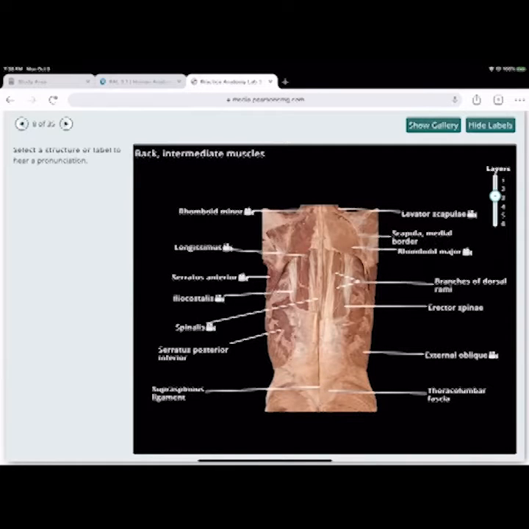All right. Again, the back muscles, there's your rhomboid minor and major. There's your rhomboid major right here. Your rhomboid minor just above it. Right there. Longissimus muscle. We saw that coming up from the neck, around the spinal column. The serratus anteriors on the side. The iliocostalis muscle. Spinalis muscle. Serratus posterior inferior muscles. Right there. And the supraspinous ligament that comes down here.